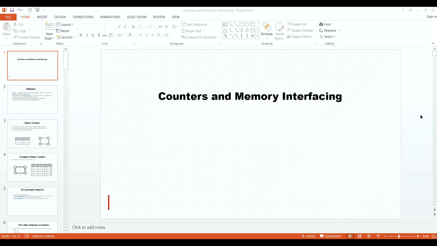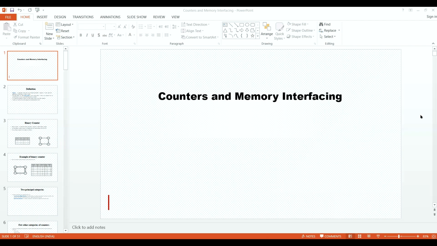This is, I think, the fifth video I'm making on digital electronics. This is counters and memory interfacing. I will break this topic into two videos. We will discuss counters in this one, and in another video we will talk about memory interfacing and the registers also. Without wasting time, I'm going to start.